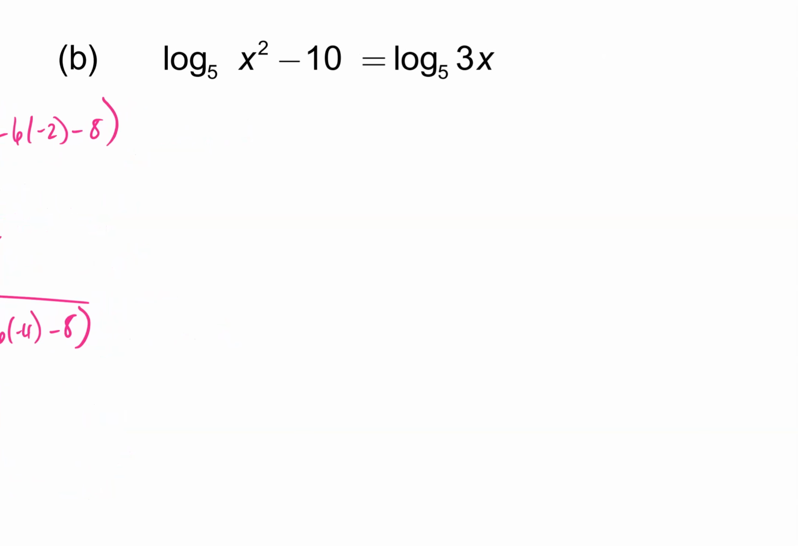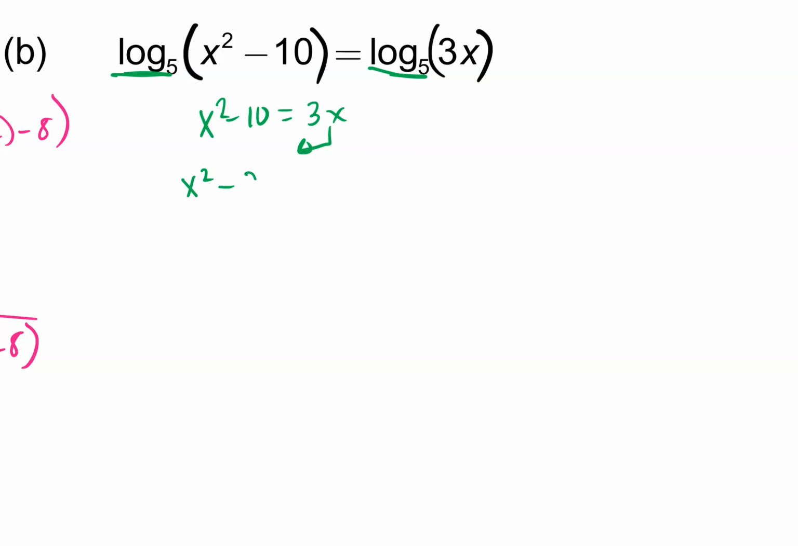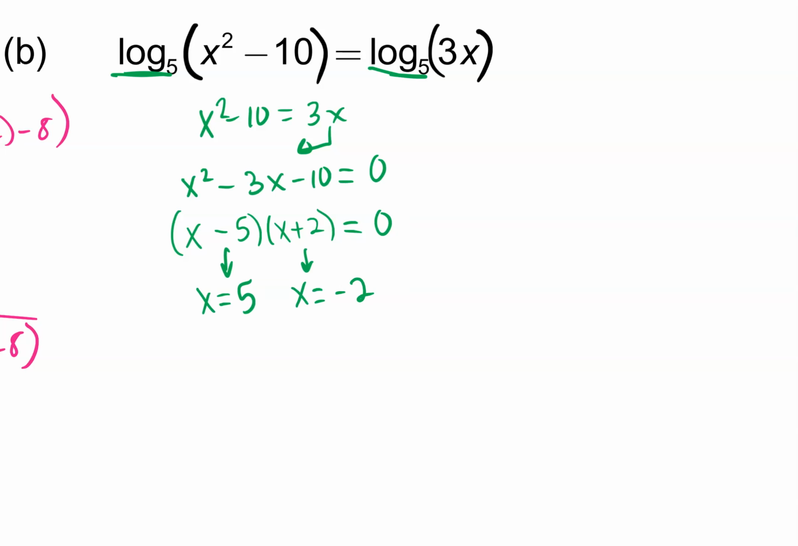Okay, let's try the next one. Cool. Since we have the same base on both sides, I'll set whatever's inside equal to each other. Let's move the 3x to the left side, so I have x squared minus 3x minus 10 equals 0. So what adds to negative 3 and multiplies to negative 10? Well, this is going to be x minus 5 times x plus 2. They add to negative 3, they multiply to negative 10. Set each factor equal to 0. I get x equals 5 and x equals negative 2.